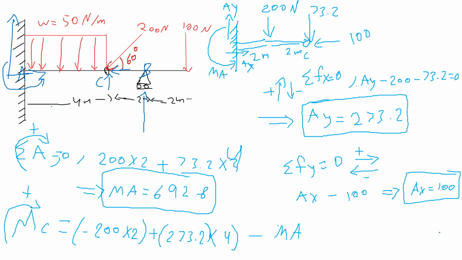Minus the MA. So what I'm having here is, okay, equal 0. So I'm going to take this here. It's going to be MA equal the rest minus 200 multiplied by 2 plus 273.2 multiplied by 4 equal to 692.8.